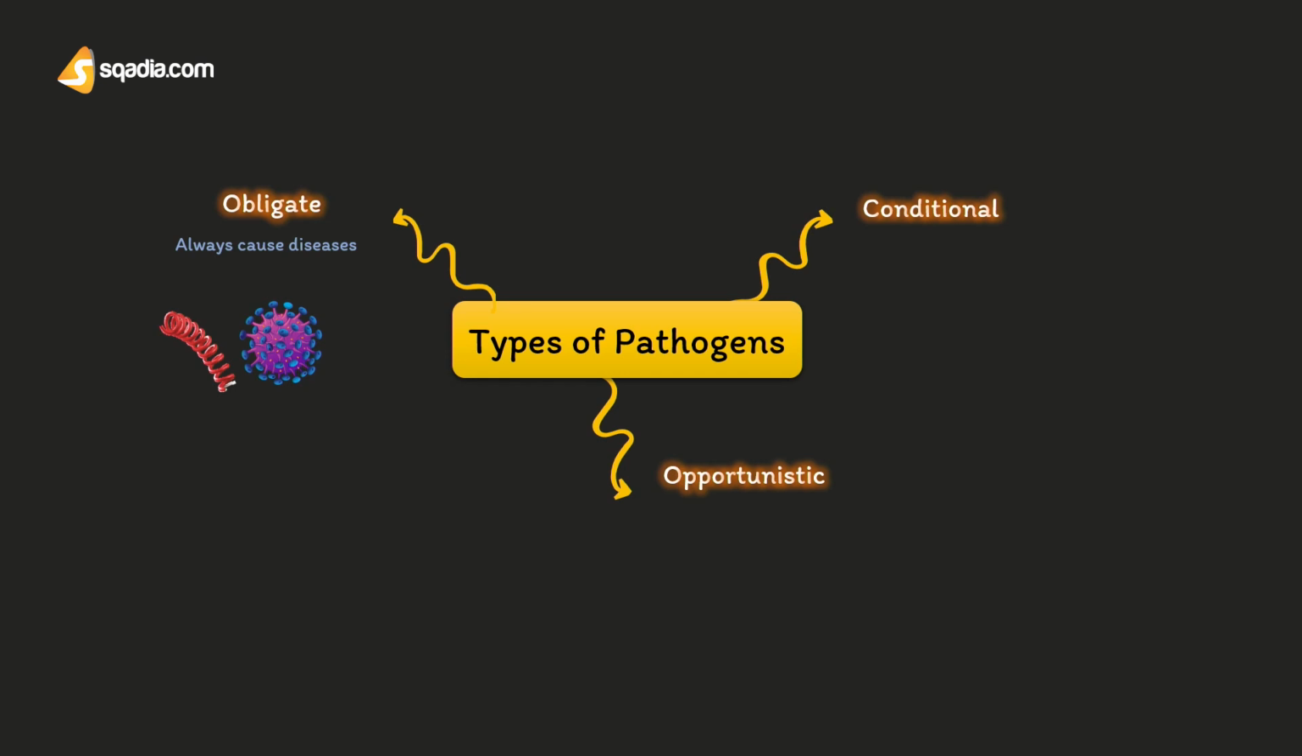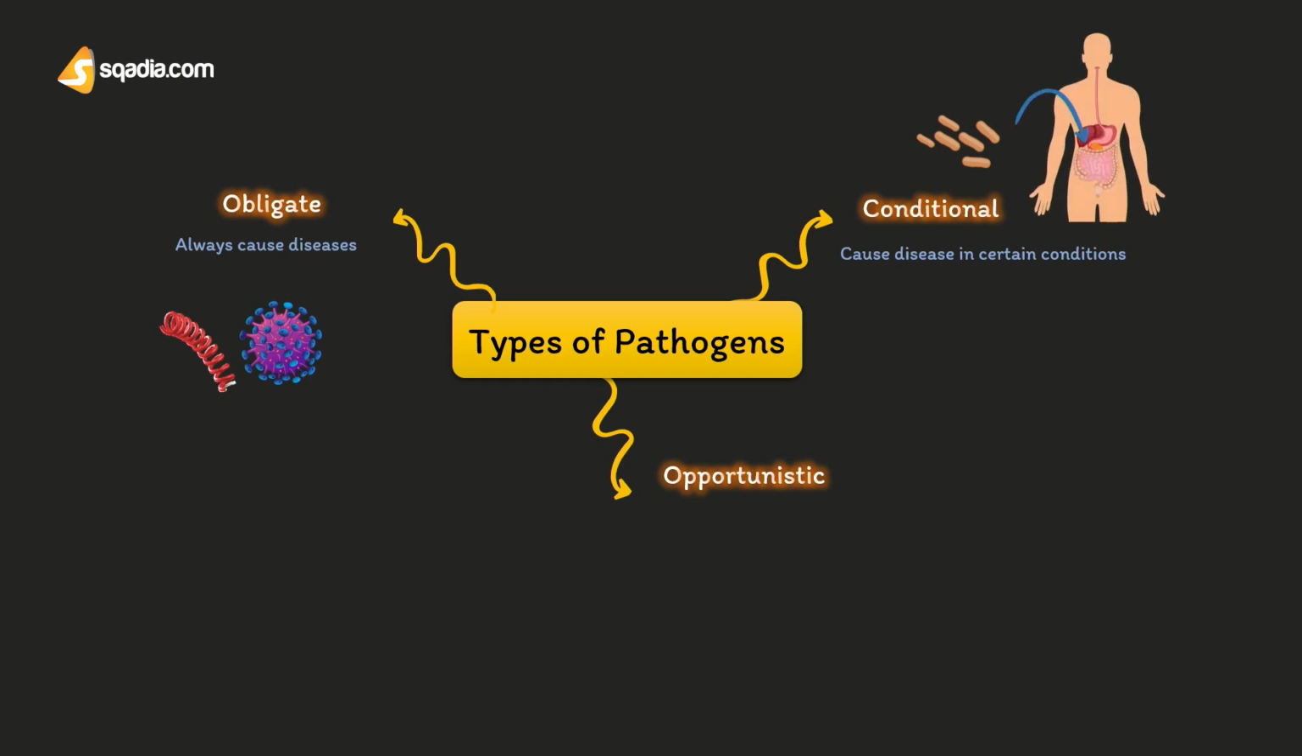Conditional pathogens, as the name suggests, may cause disease if certain conditions are met. For example, Bacteroides fragilis. It's a normal commensal of the gut, but if it invades the peritoneal cavity, it will cause severe infection. Third, the opportunistic pathogens.